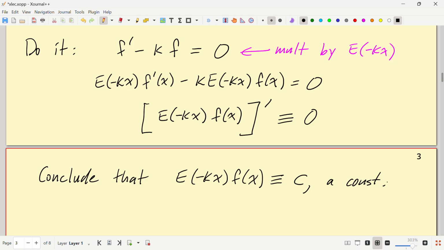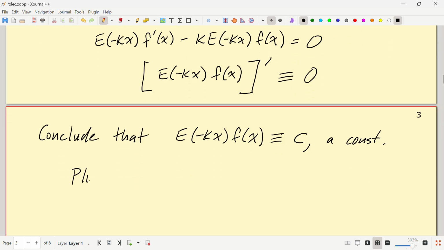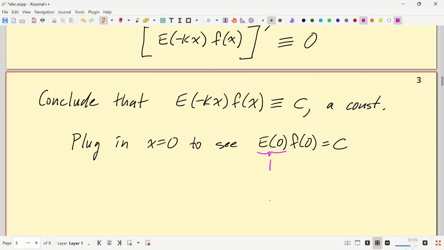And we can plug in x equal to 0 to see what that constant has to be. Plug in x equals 0 to see e to the 0 times f of 0 is equal to the c. And of course, the exponential at 0 is 1. So we see that c is f of 0. So we're getting somewhere. That's something, part of the lemma we wanted to see.